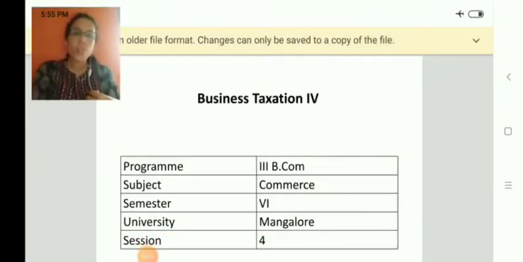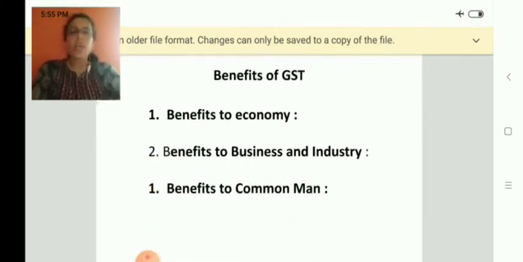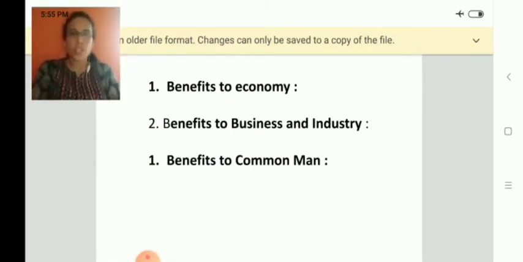In this video, I am going to explain the benefits of GST. GST is such a tax reform which brings benefits to various stakeholders of the nation. Say to the government, to the business, to the industry, as well as to the common citizen of the country. Now let us see the benefits of GST to various sections.